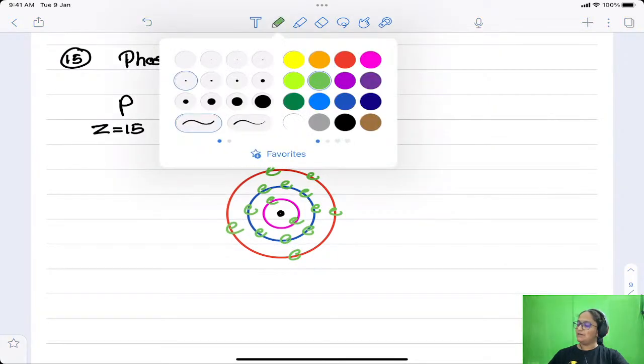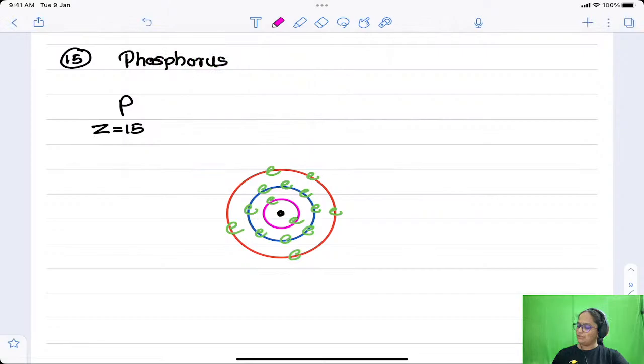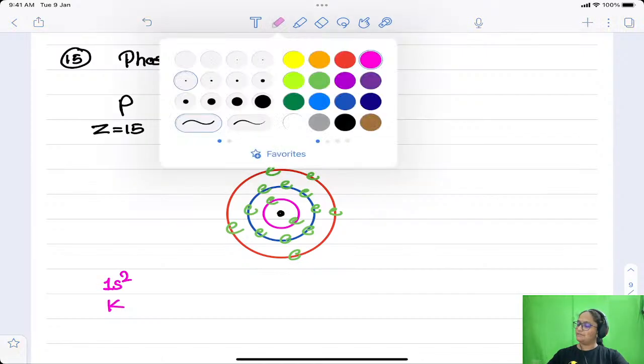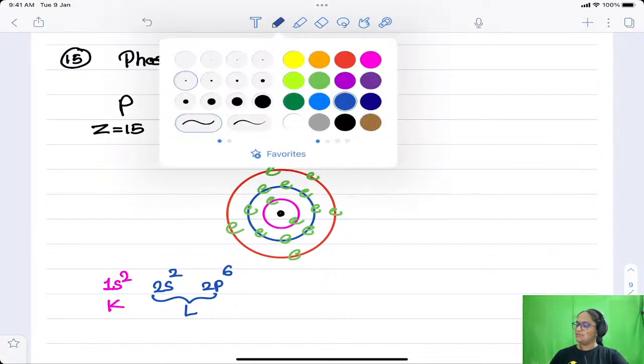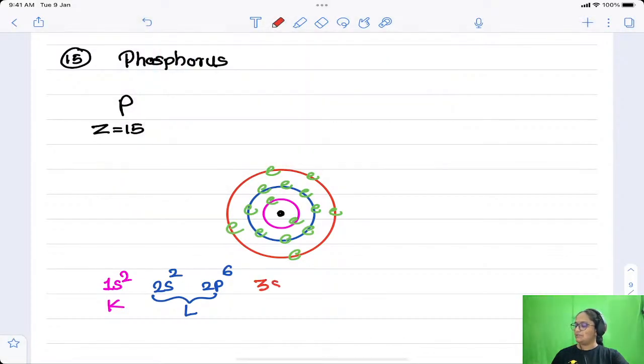Then let us write down electron configuration. First of all, for K shell, it will be 1s2. For L shell, 2s and 2p, 2 electrons in S and 6 electrons in P. So this is for L shell. Next is for M shell. M shell is divided into 3s, 3p and 3d. So out of 5, 2 will go here, 3 will go here, 3d is 0, so I'll delete it, right? Then this is for M shell, right?